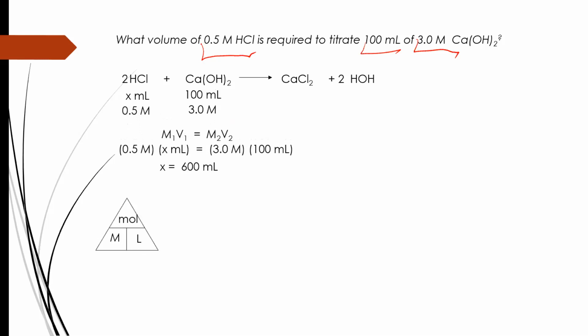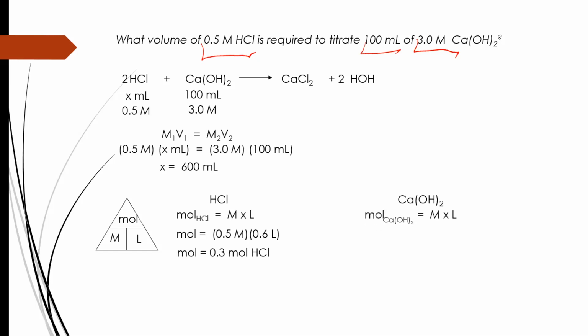Now, the problem that we run into with this one is that the HCl, if we're looking for the moles, it's really our molarity times our liters. Our moles of it is 0.3. And our calcium hydroxide, the moles of it is also 0.3. So this is what we get if we use our M1V1 equals M2V2, because we said that their moles should be equal to each other.